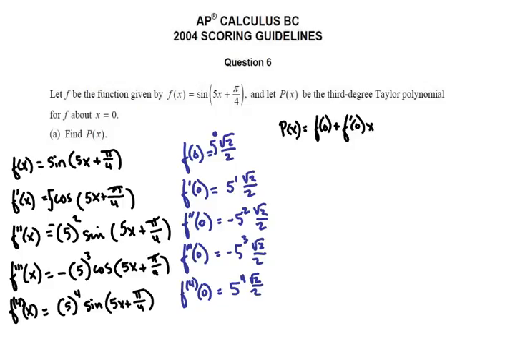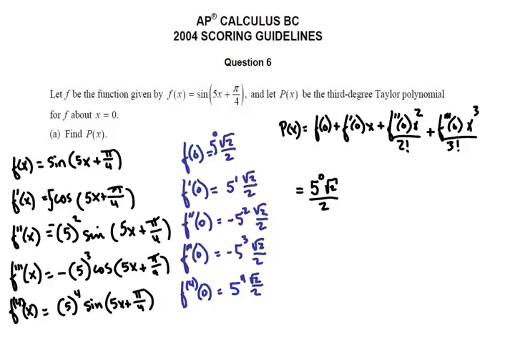So then p of x would be f of 0 plus f prime of 0 times x plus the second derivative of f evaluated at 0 times x squared over 2 factorial, and finally the third derivative of f evaluated at 0 times x cubed over 3 factorial.